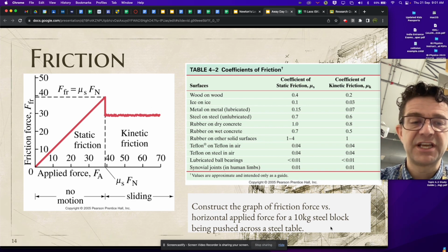So here's a question. Can you sketch this graph, but add the numbers correctly for a 10 kilogram steel block being pushed across a steel table? The drawing will be basically the same, but see if you can get the numbers correct. You should do this now, then I'll show a solution.